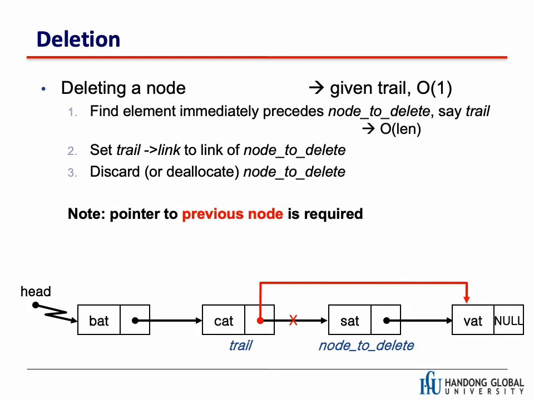Now we have a linked list from head to bat to cat to vet, skipping this set, and now we have to deallocate the memory space for the set node. This is quite simple. We have to have a pointer pointing to the previous node, and then we have to change the link of the previous node, and then we have to deallocate the memory space for the node to delete. That's it.